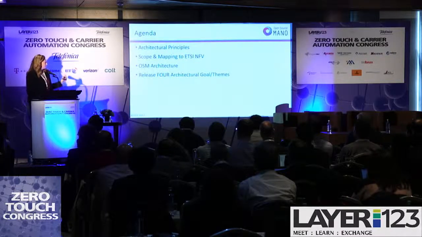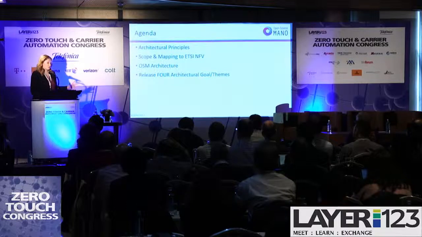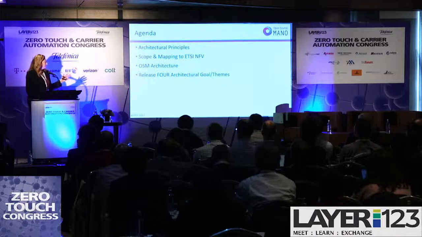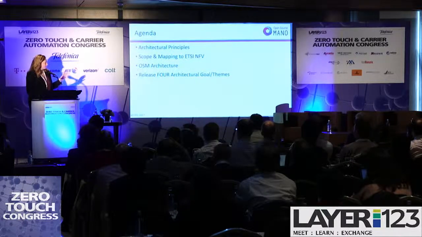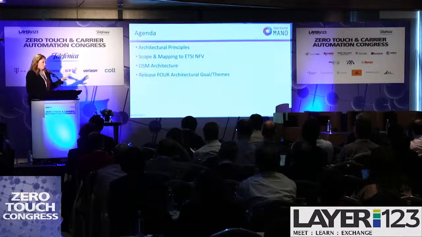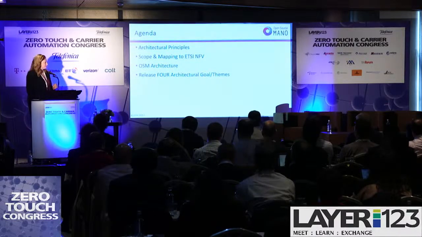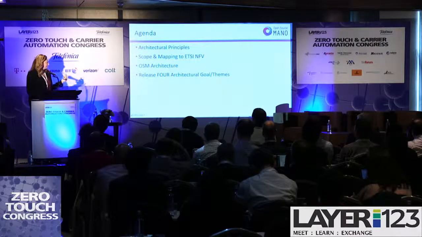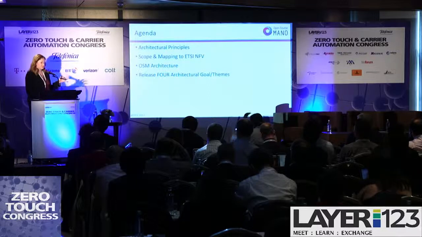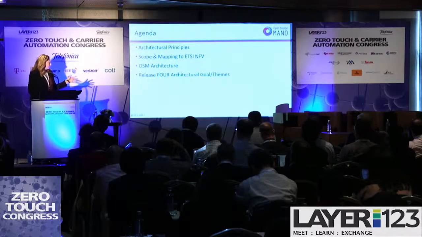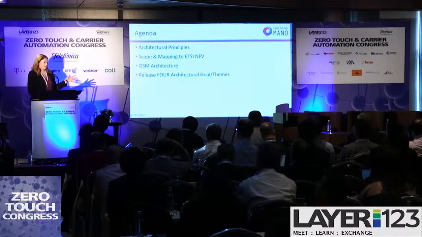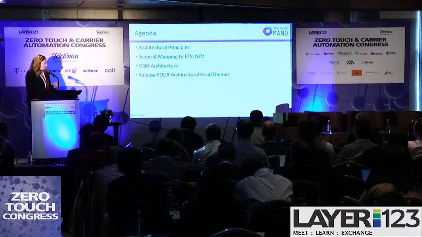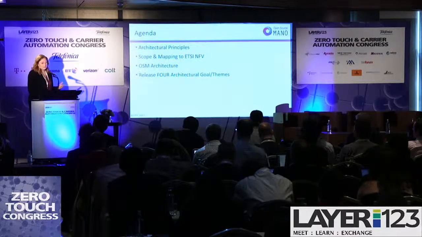So today we're going to discuss the architectural principles that drive OSM all the way through release 0 to its current release, how we scope and map to the ETSI NFV architectures and where we align to those standards and where we've made some concessions, and how that feedback loop works back into ETSI NFV. And then we're going to discuss the actual core architecture of the current release. And we're going to talk about the upcoming architectural goals and themes. So looking a little bit ahead to release 4 that's coming out in a bit. What are the exciting things that are happening there?